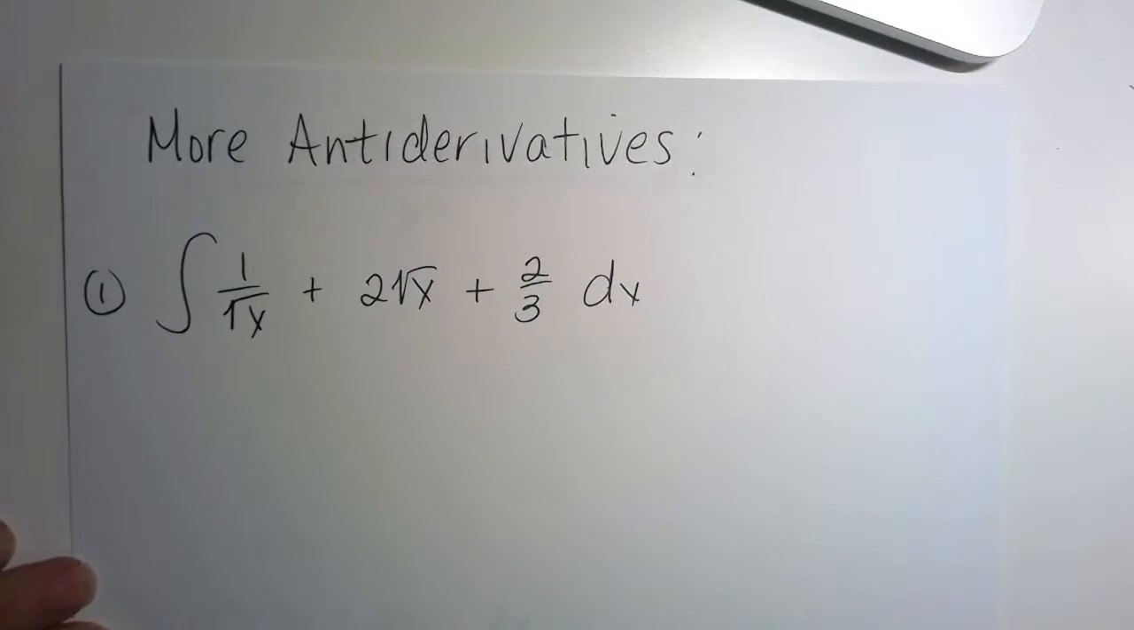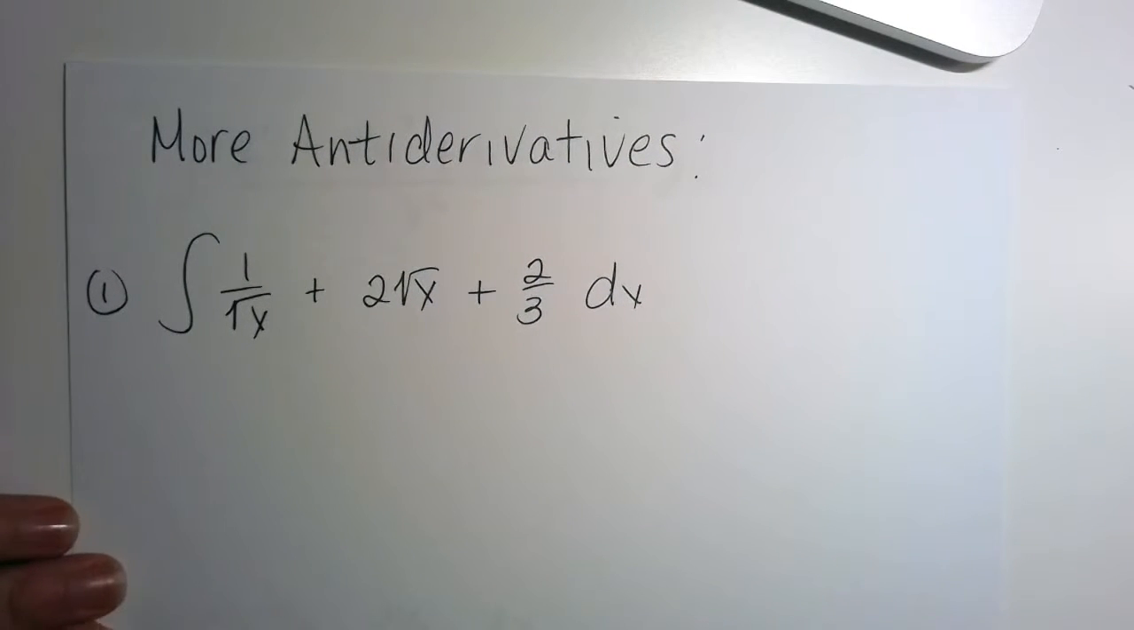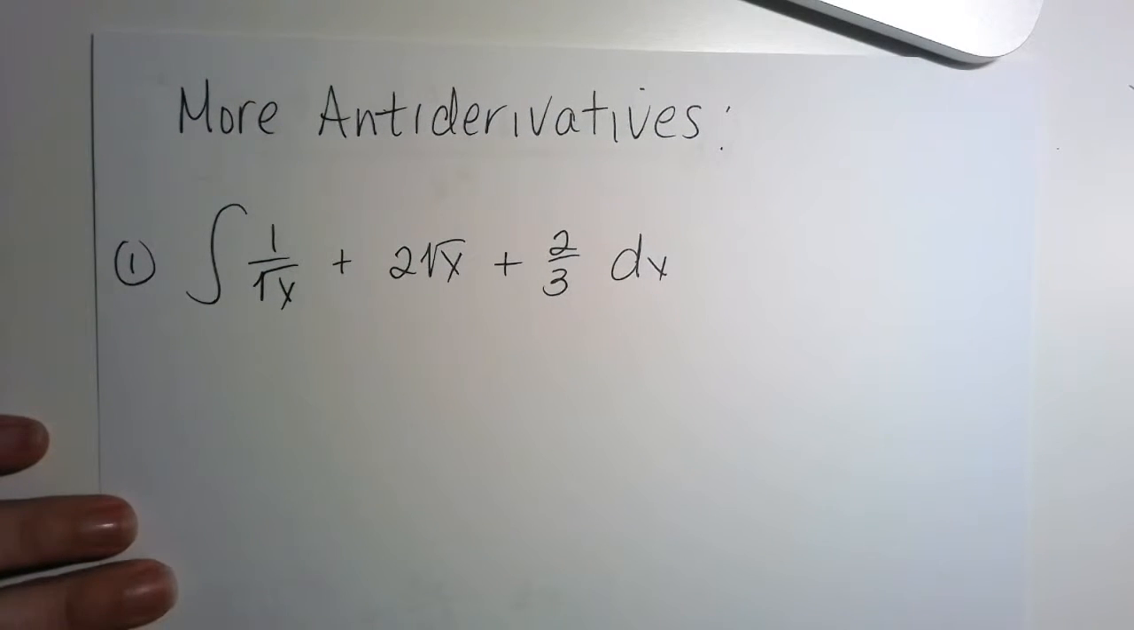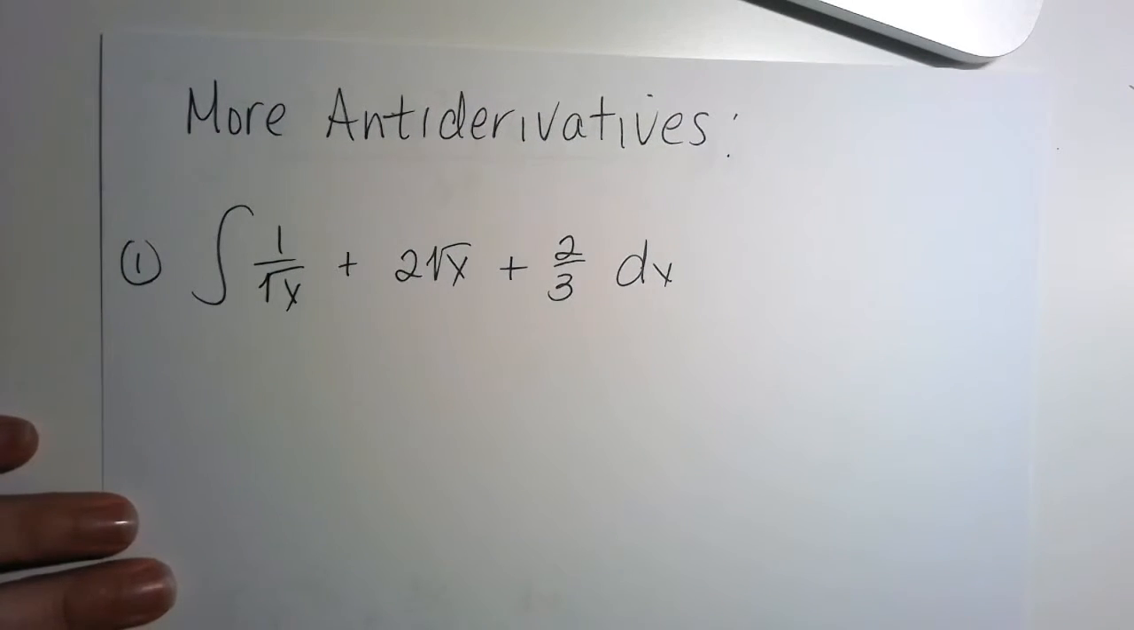I thought we could probably use a little bit more antiderivative work. I thought I'd choose some a little bit more complicated problems. Okay, so this is kind of like when we were doing derivatives. In order to use our power rule, we had to write everything as a power, and the same thing is true when we're doing the antiderivatives of things.